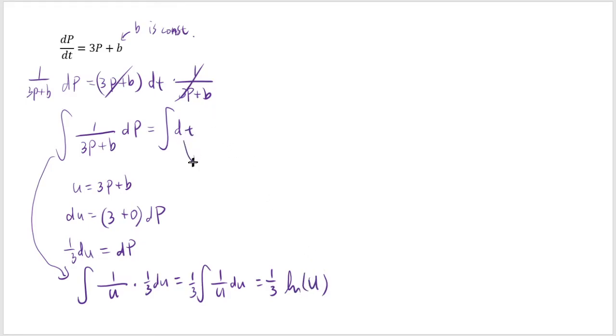Here, this integrates to just t plus c. Now, you don't put plus c on both sides. If you integrate both sides, you only put c on one side. And so the left side is 1/3 ln of u, but what's u? u is 3p plus b, right? And the right side is t plus c.